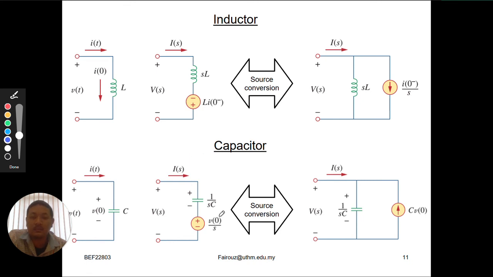Same thing for capacitor. The initial condition is represented as voltage source, but take note of the polarity. The polarity is different from the inductor, right? And if you perform source conversion, you can represent the initial condition as a current source, but it must be in parallel with the capacitor, right?